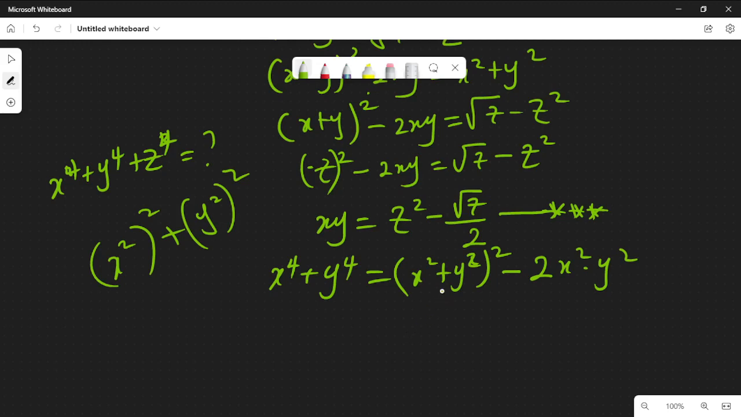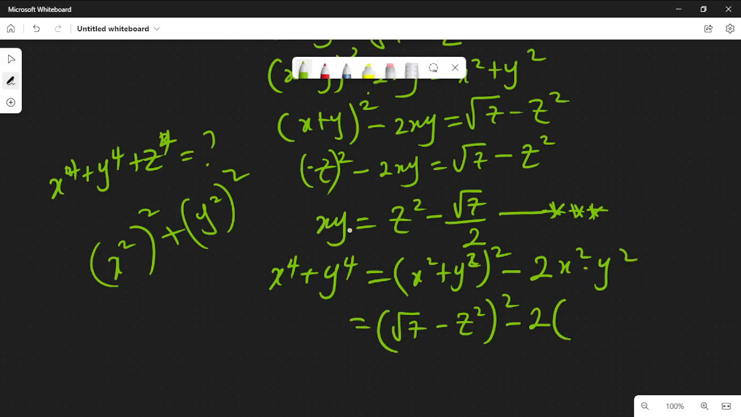So if I have x squared plus y squared, my result is just going to be (the square root of 7 minus z squared) all squared. Then minus this, which is 2 times (x squared times y squared), can be written as (xy) all squared, right?